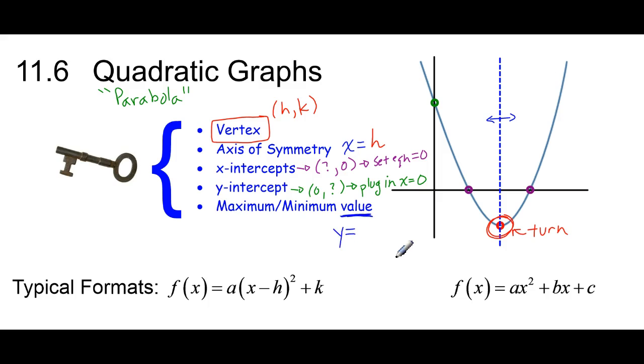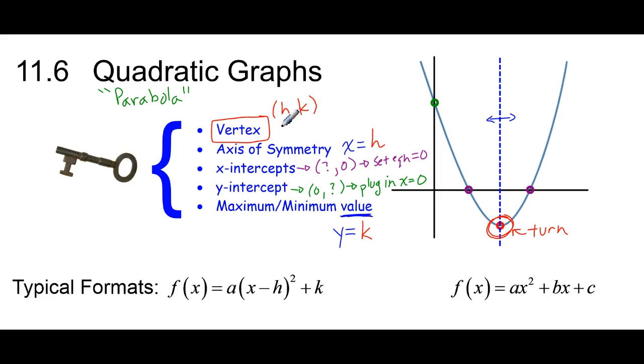Y equals something. And if you look at the picture visually, the minimum for this picture is right there at that vertex. If the parabola was pointing the other direction, the maximum would be at the vertex. So whether it's a maximum or a minimum, the maximum or minimum will be at the vertex. And the y-coordinate at the vertex is k.